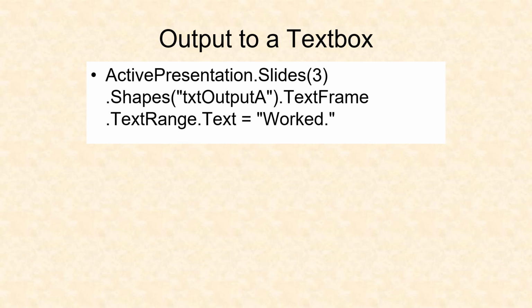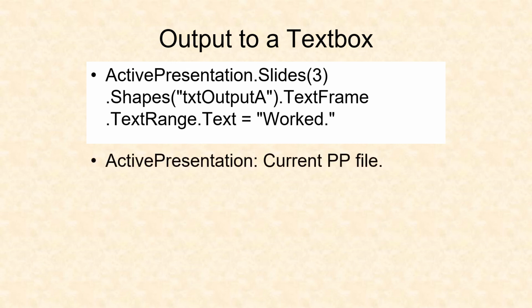Now let's take a moment and recognize what each of these commands is asking VBA to do. Number 1, we're talking about the active presentation. Okay, so what does that mean? We're referring to the current PowerPoint file. Slides, and in this case I have parentheses 3. Now that 3 you can replace with whatever numbered slide you're on. So remember that in PowerPoint you have to take a look at what is the slide number.